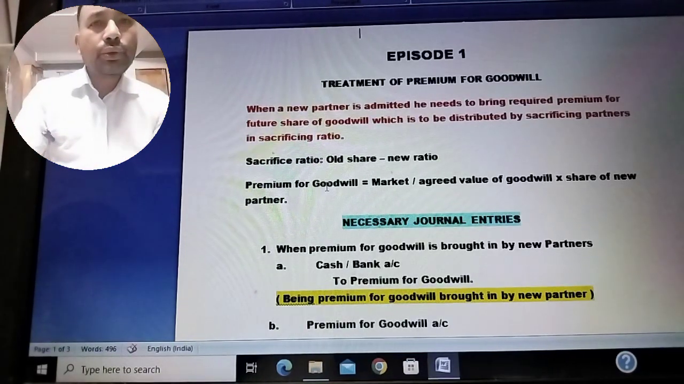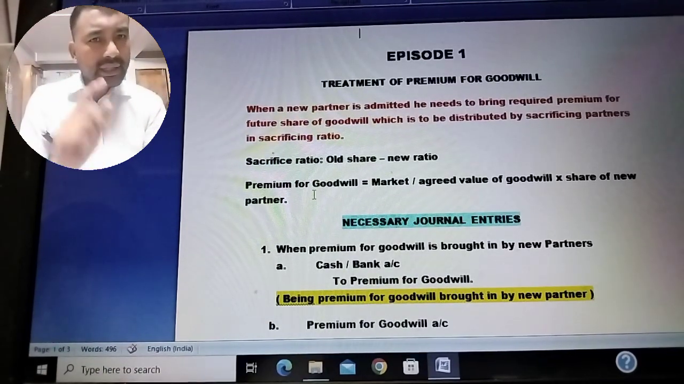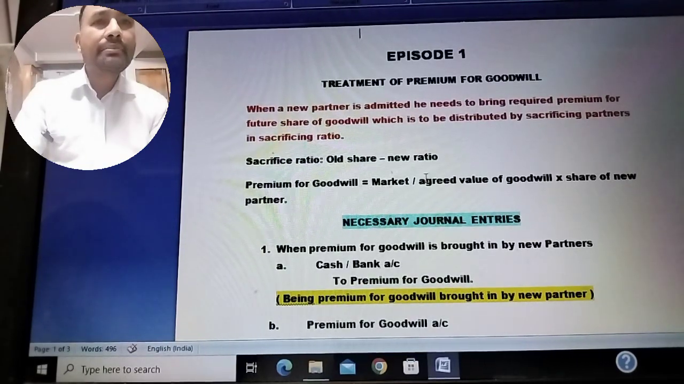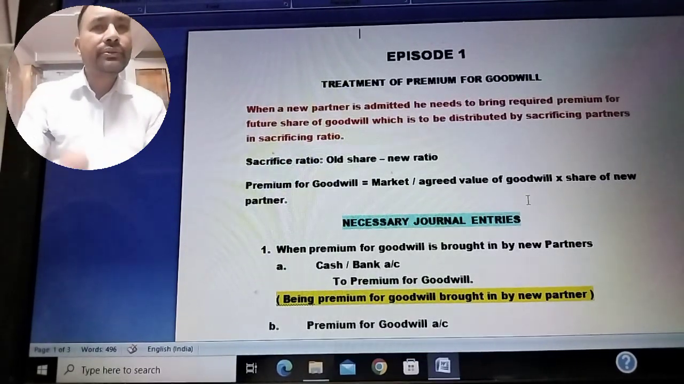And premium for goodwill may be given in the questions, and if premium for goodwill is not given in the question, then you need to find it out. And it is obtained by multiplying market or agreed value of goodwill by the share of new partner.